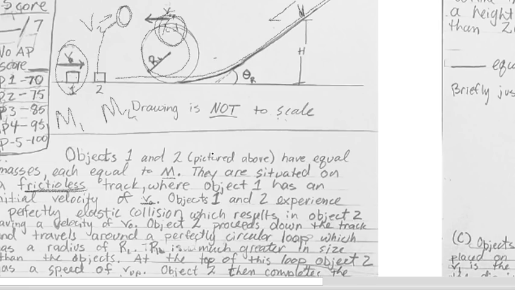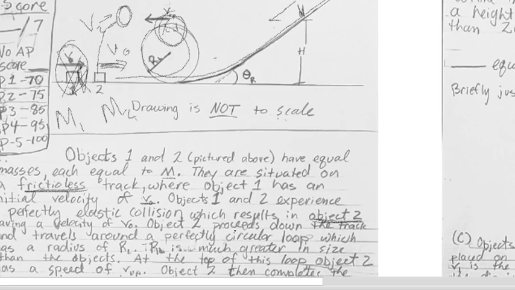Okay, so it says objects 1 and 2 experience a perfectly elastic collision, which results in object 2 having a velocity of v naught. That makes sense. They've got the same masses, so they're going to hit. Then object 2 is going to have a velocity of v naught, and that more than likely means that 1 would stop. So we're pretty much done with 1.